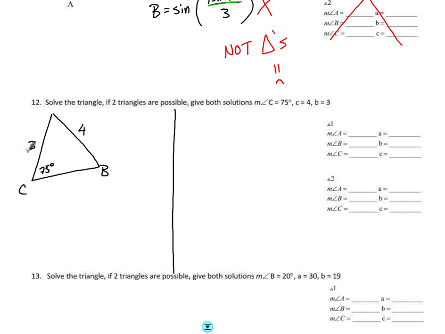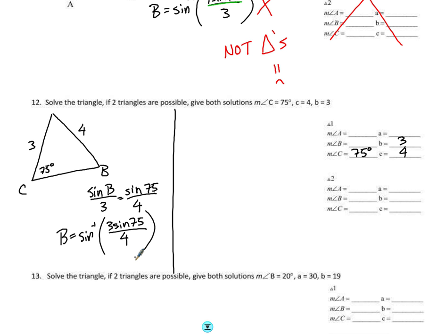First thing I'm probably going to find is the measure of angle B using law of sines. So the sine of angle B over 3 is equal to the sine of 75 degrees over 4. Cross multiply, solve for sine of B, and then do sine inverse. The measure of angle B is going to be the sine inverse of 3 times the sine of 75 degrees all over 4.